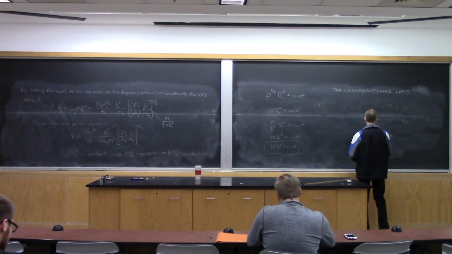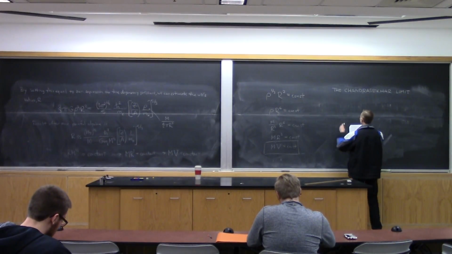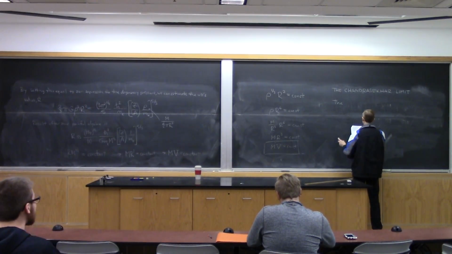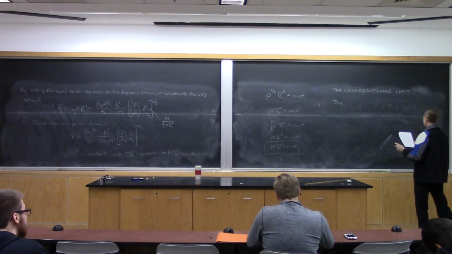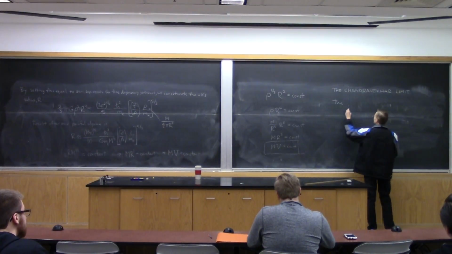All right, so let's see where this works out. Let's write in: the mass-volume relation seems to imply a smooth decrease of radius with increasing mass, approaching zero as the mass approaches infinity.